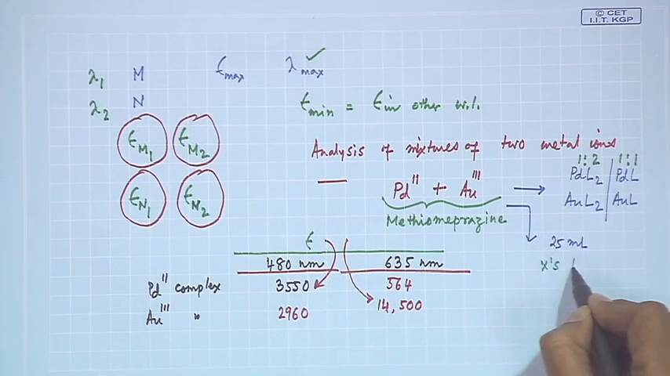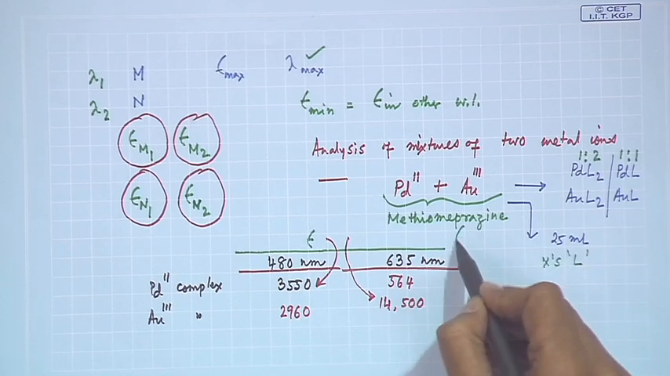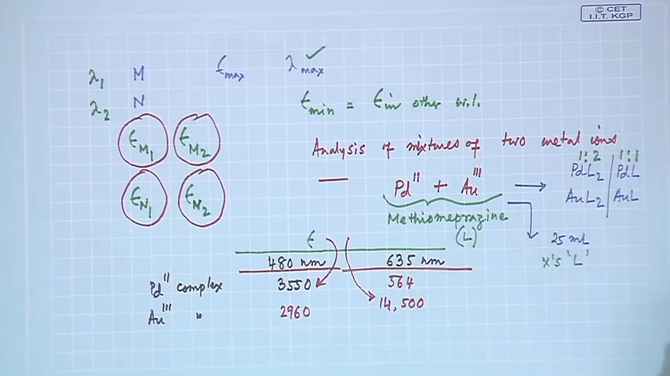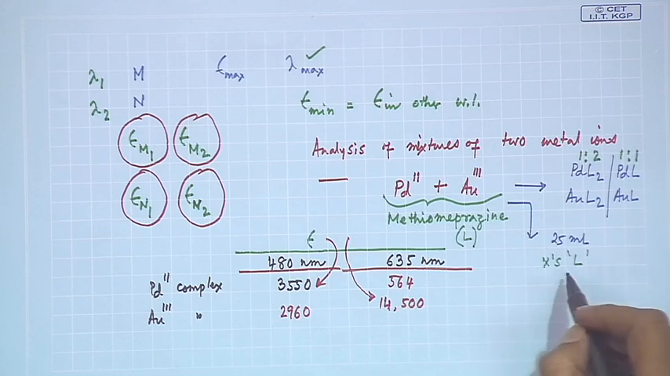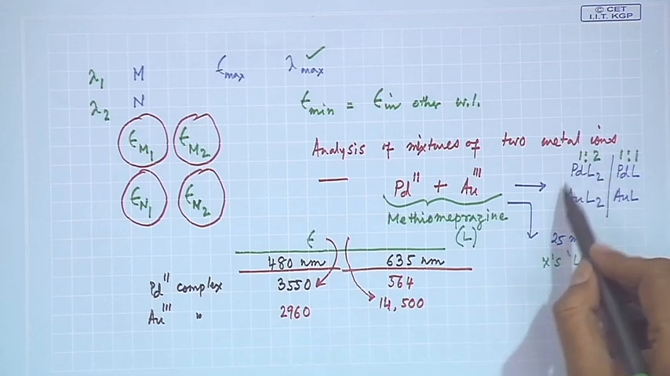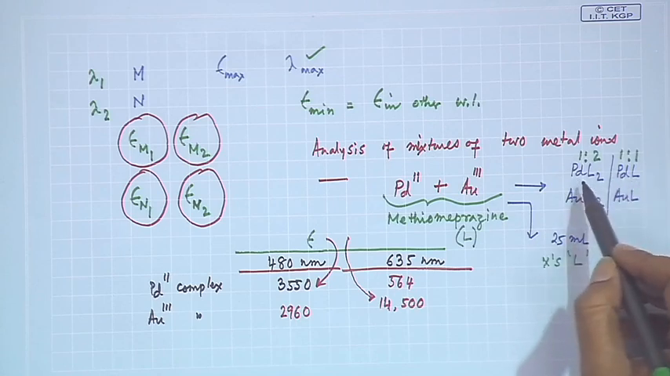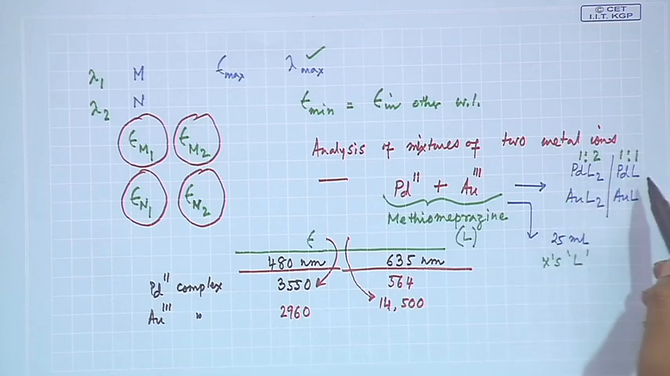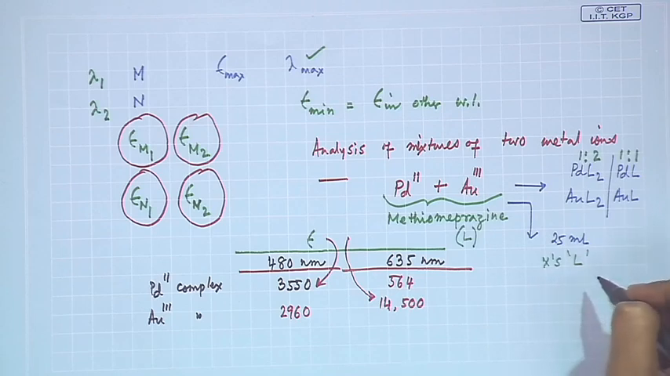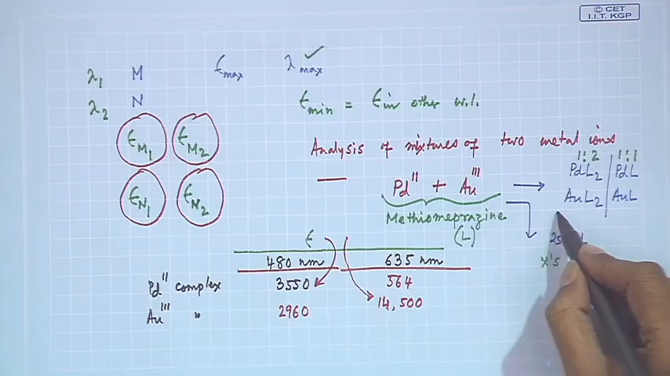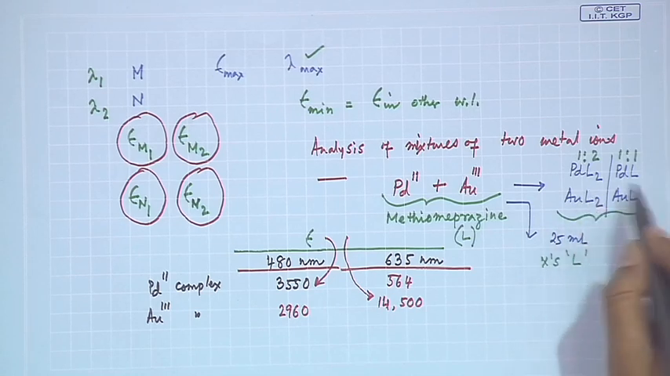So, excess of this L we are adding, L is your ligand. So, L is in excess. That means the maximum amount of this ligand attaches to the metal ion center and is formed, and some free ligand will be there, but the free ligand is not giving us any trouble because your color absorbing species is the corresponding metal ion complexes.